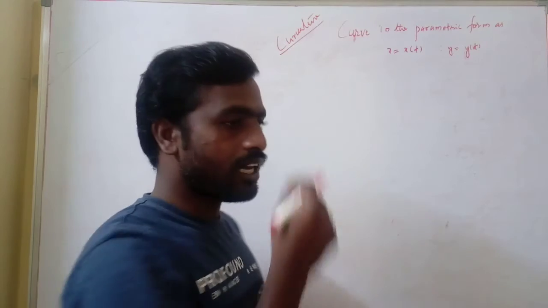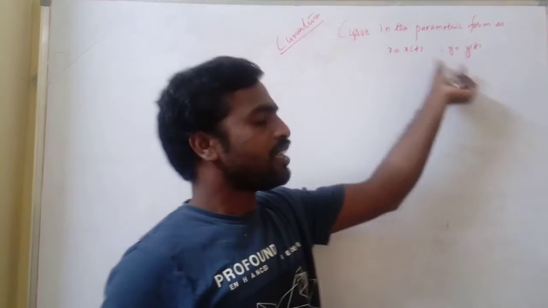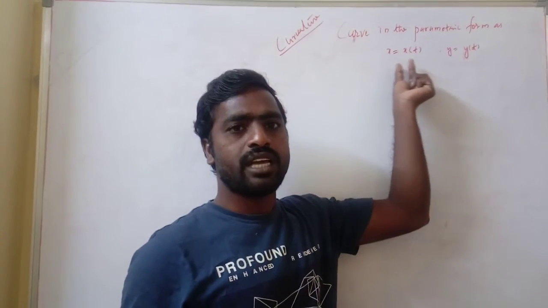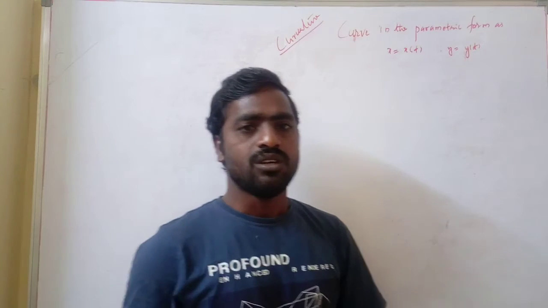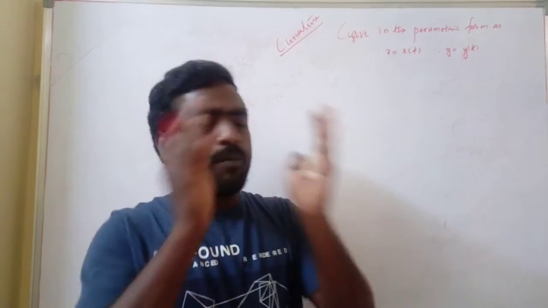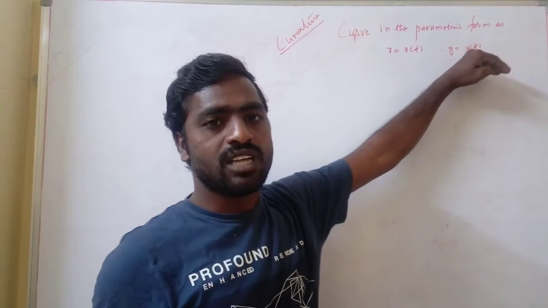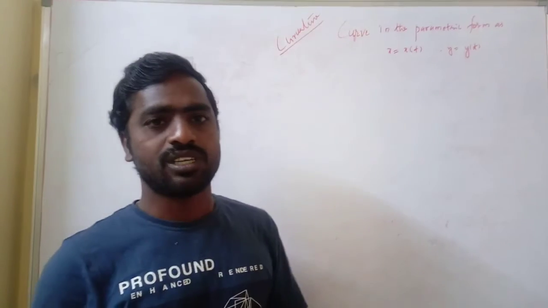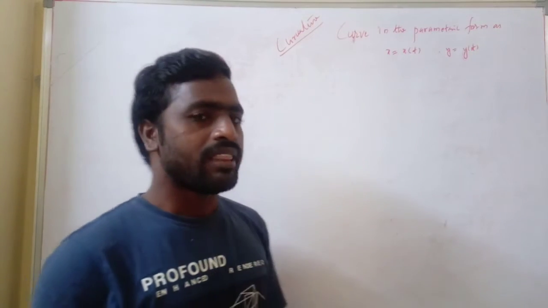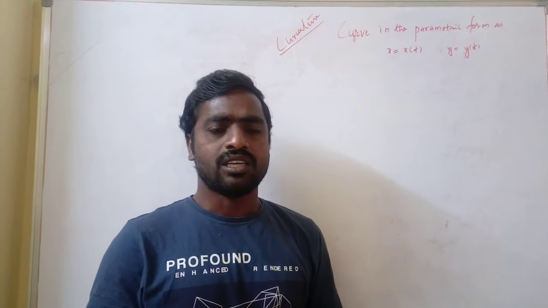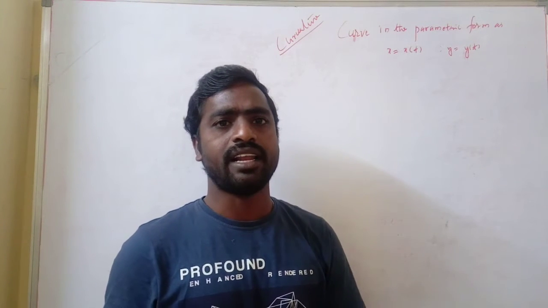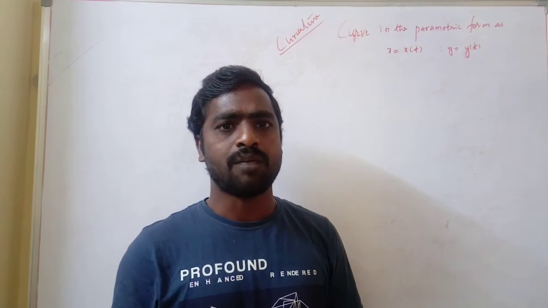In curvature, if a curve is in the parametric form, that parametric form is x equal to x of t and y equal to y of t. So x is a function of t and y is a function of t. Then in this case, how do we determine the curvature and radius of curvature of the given parametric curve?